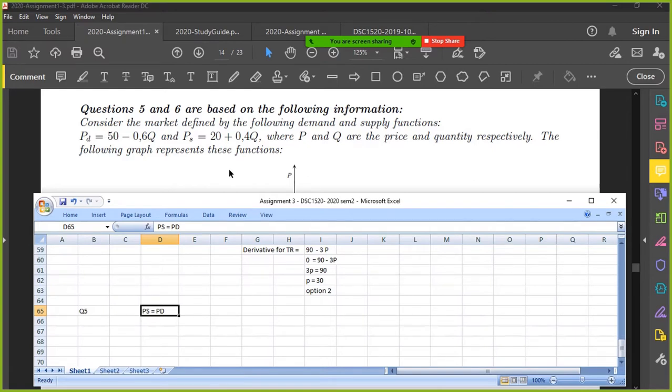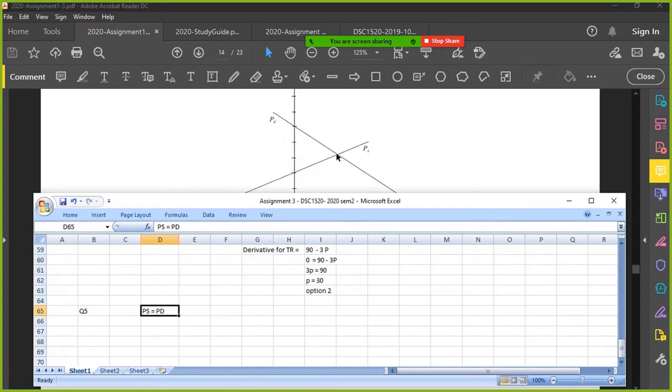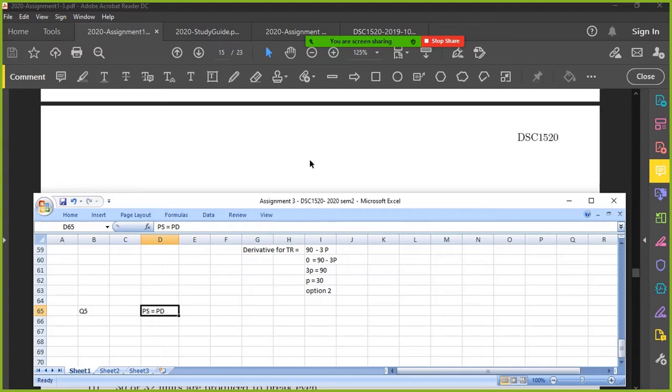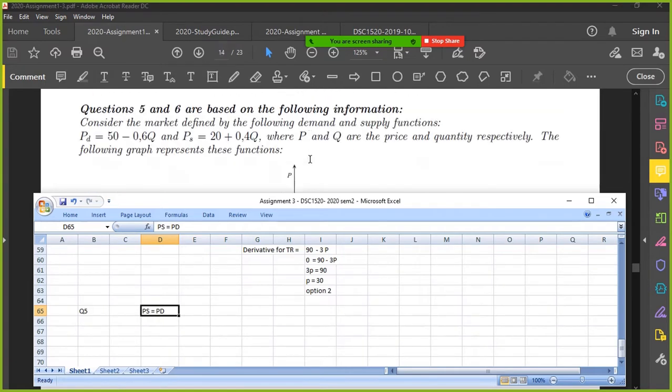That's correct. You're working out this point there, the intercept, where it crosses. The coordinates of the intercept, yes. Okay, so price supplied and price demanded need to be equal. I wrote PS first, but it doesn't matter which one you put first. I'm just going to write that one first then.